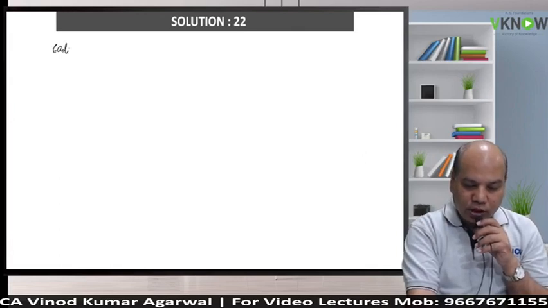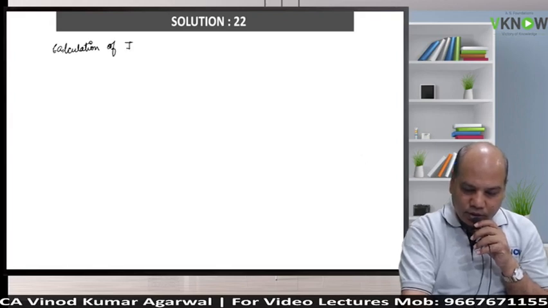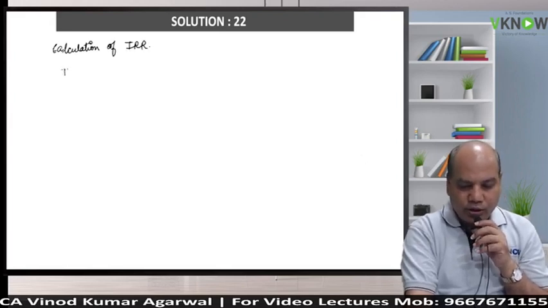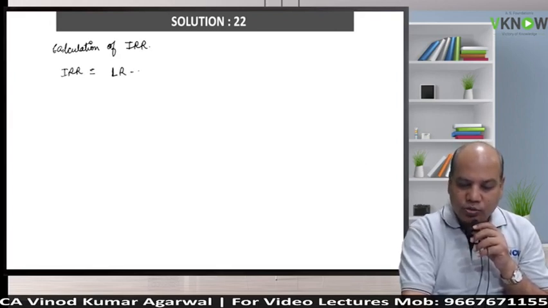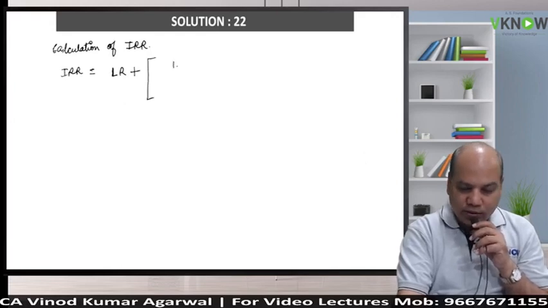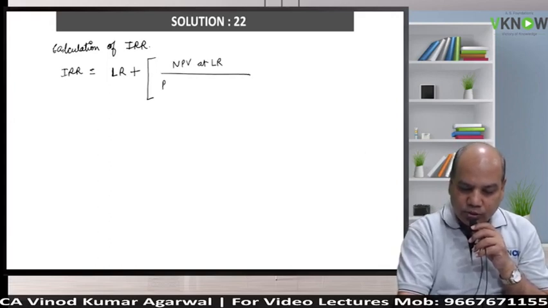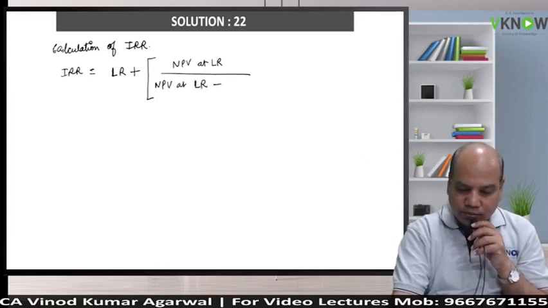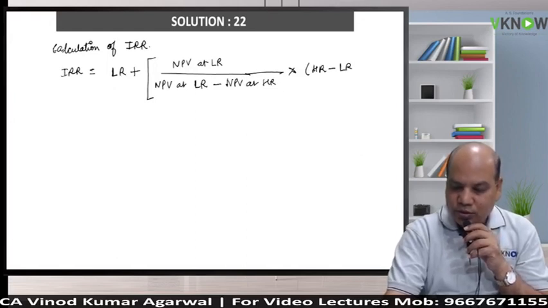Step 2, calculation of IRR. So write down directly the formula. IRR is equal to lower rate, LR means lower rate, plus in bracket NPV at lower rate upon NPV at lower rate minus NPV at higher rate, into higher rate minus lower rate.